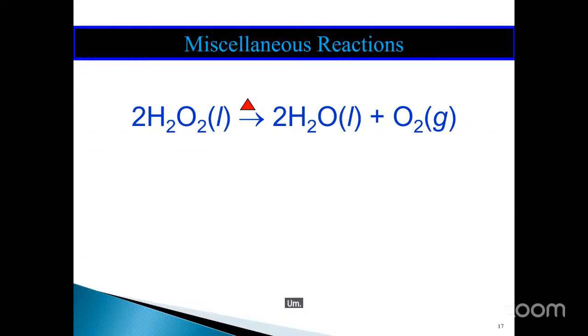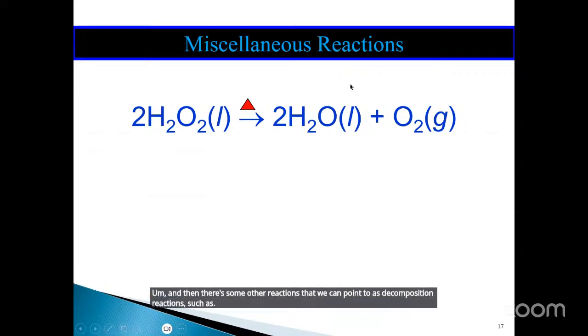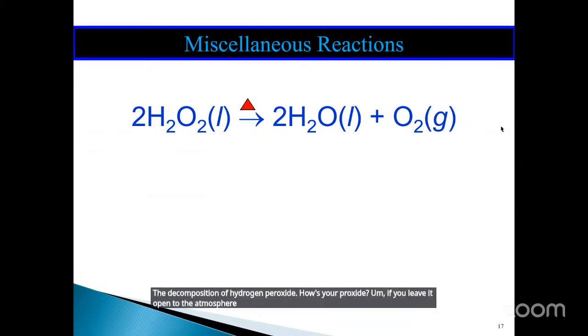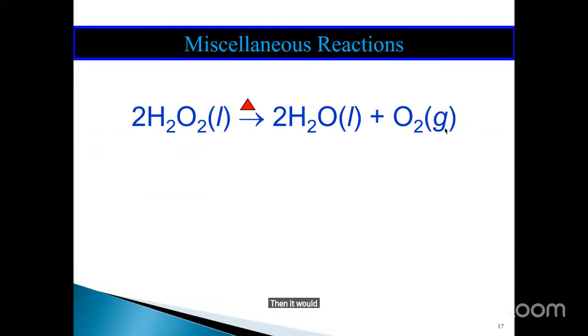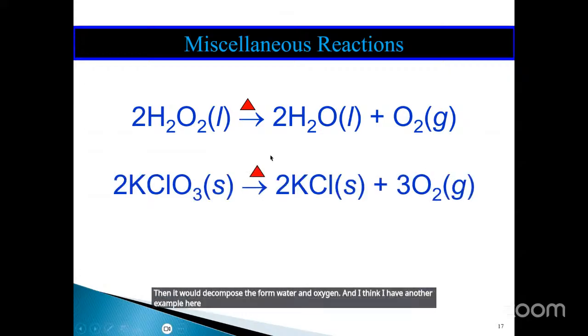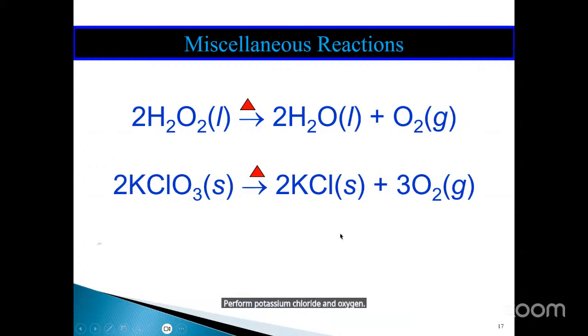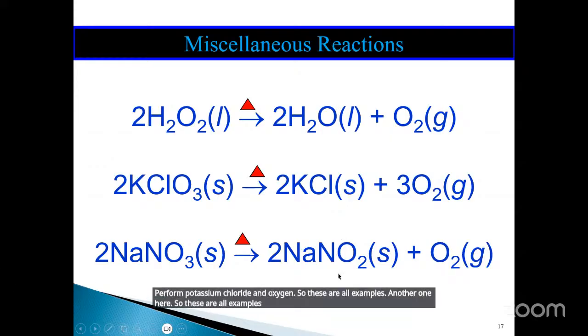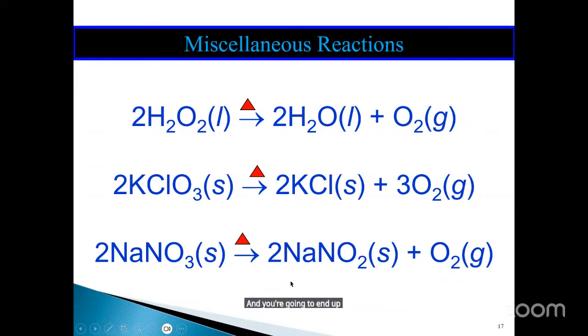And then there are some other reactions that we can point to as decomposition reactions, such as the decomposition of hydrogen peroxide. Hydrogen peroxide, if you leave it open to the atmosphere long enough, will decompose to form water and oxygen. And I think I have another example here, the heating of potassium chlorate to form potassium chloride and oxygen. So these are all examples of decomposition reactions where you're starting off with one reactant and you're going to end up with more than one product.